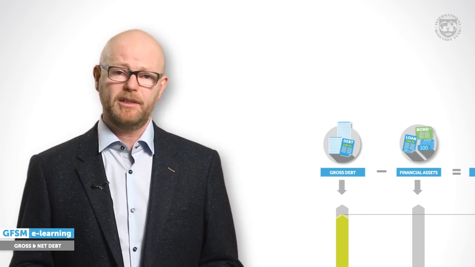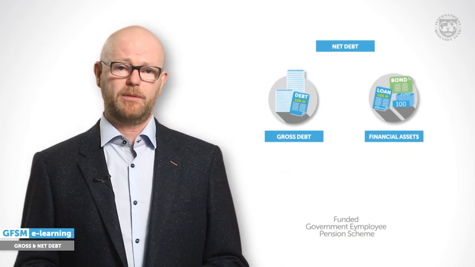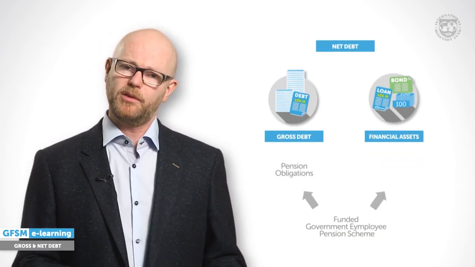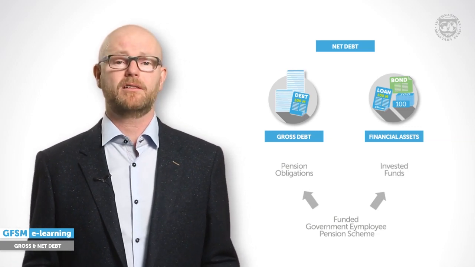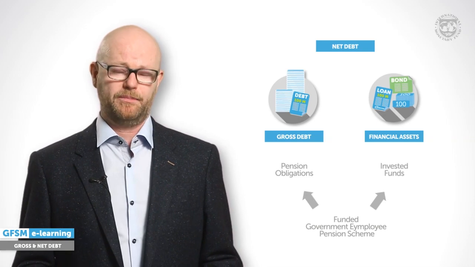Often, there are also inherent links between debt instruments and financial assets. For instance, if you have a funded employee pension scheme, which is part of government, you will see the pension obligations as debt and the corresponding invested funds as financial assets. Looking at net debt can also help to take such links into account.